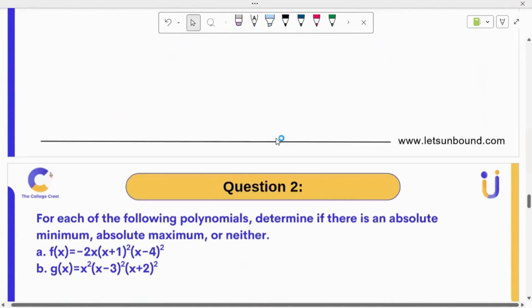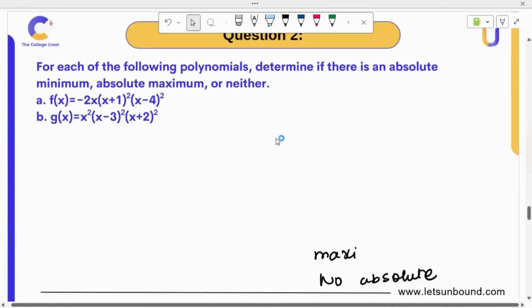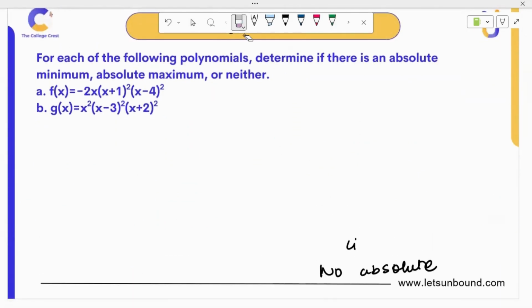Now, question 2. For each of the polynomial functions, it's my rough work, sorry.